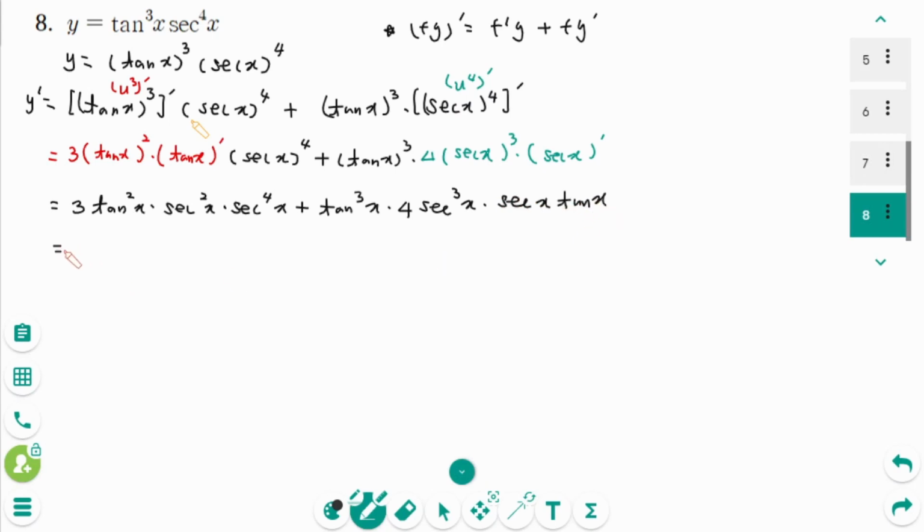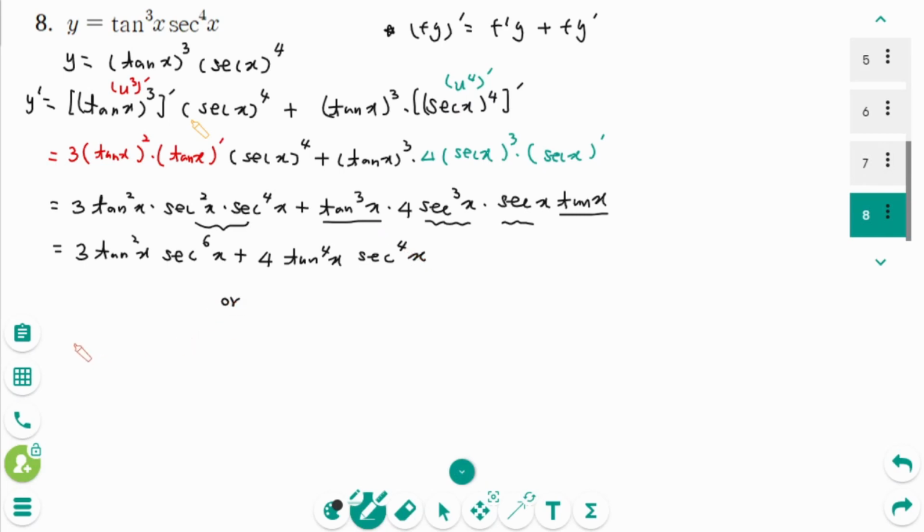The final answer is 3 times tangent squared x times, put together, secant to the power of 6 x plus 4 tangent cubed x and tangent x, tangent to the power of 4 x times secant cubed x and secant x, secant to the power of 4 x.